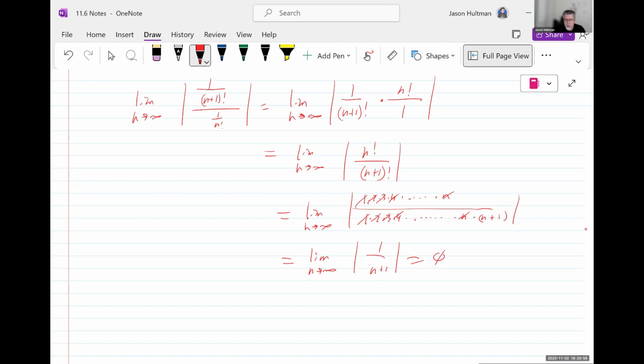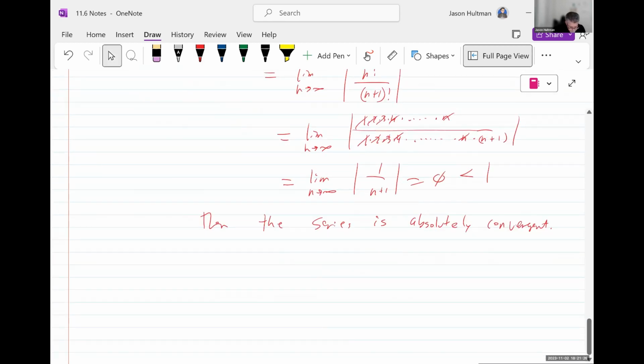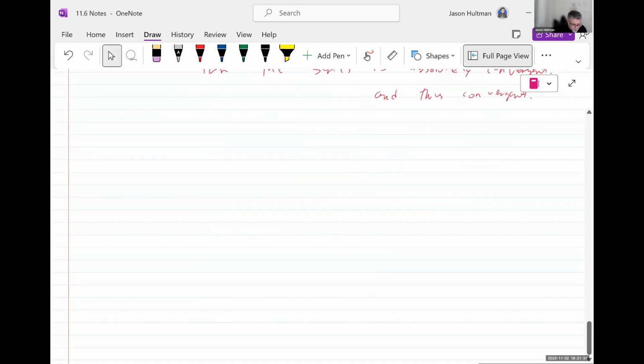Okay, and so what does that tell me? Well, it tells me that since that's less than 1, then the series is absolutely convergent. Okay, then the series is absolutely convergent. Okay, and thus convergent. Okay, let's do the root test.